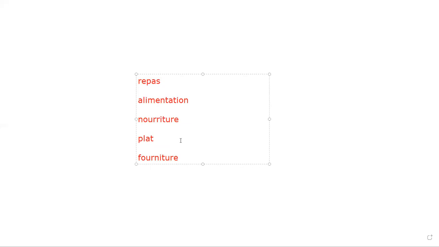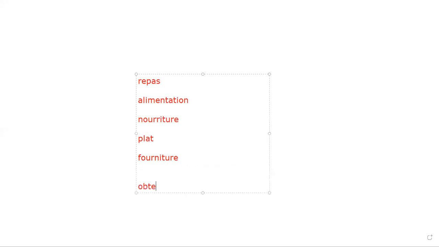Basically, fourniture is also used for supply, food supply. So these are the very important vocabularies. Repeat after me. Fourniture. Is it clear to you? Yes, sir. Team, very important vocabularies.